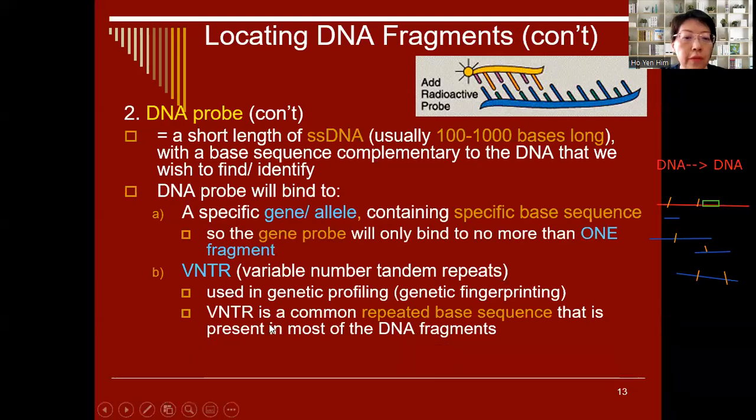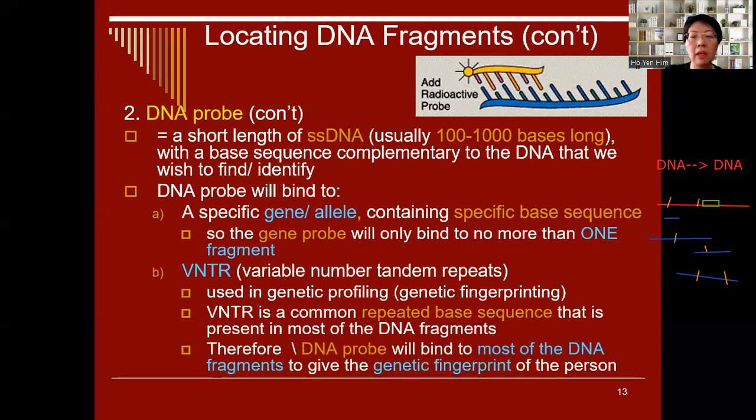Now, VNTR is a common repeated base sequence that is present in most of the DNA fragments. So the DNA probe will bind to most of the DNA fragments to give the genetic fingerprint of the person. So different people will have different genetic fingerprints. Later on, you'll see the reason why, okay?